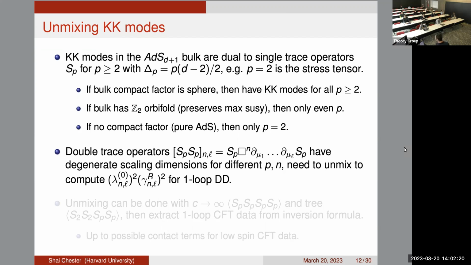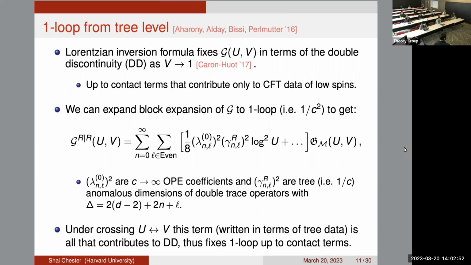So now let's look at the double trace operators which contribute to this one loop double discontinuity. We write them as two single traces, S_p and S_q, and then we dress them with derivatives: ℓ derivatives for spin ℓ, and then we can put n boxes. As you can immediately notice, in this large N limit there are going to be many operators which have the same dimension, because different combinations of p and n will add up to the same scaling. This is the degeneracy issue. So when we want to compute this quantity on the previous slide, this is really an average of the degenerate double trace operators weighted by their OPE coefficients.